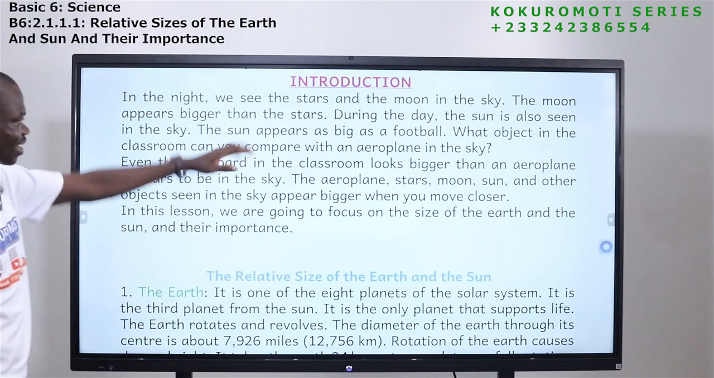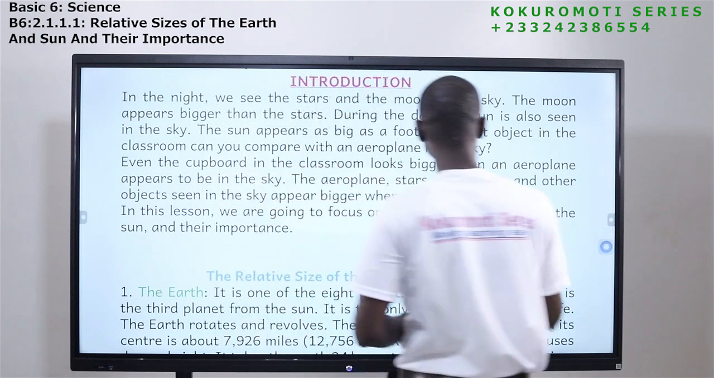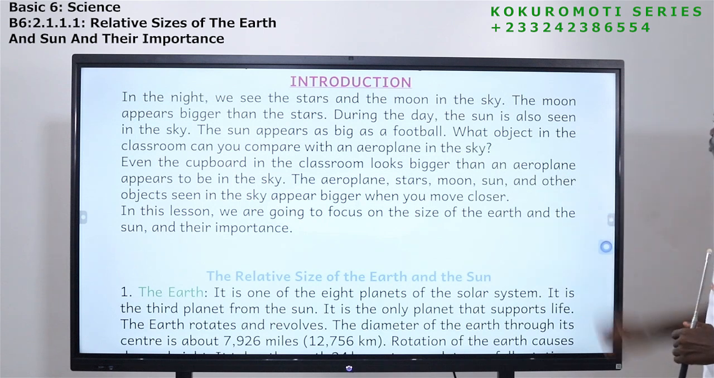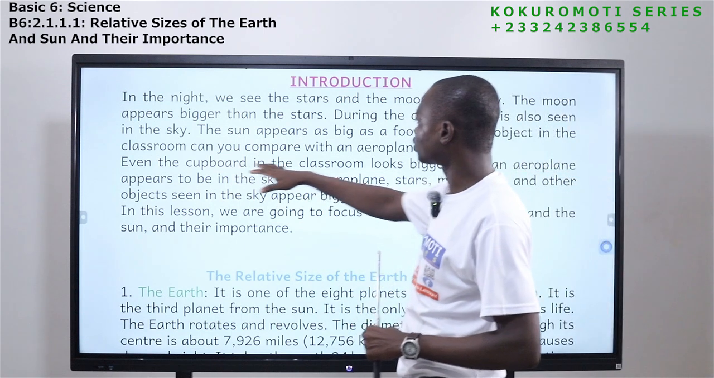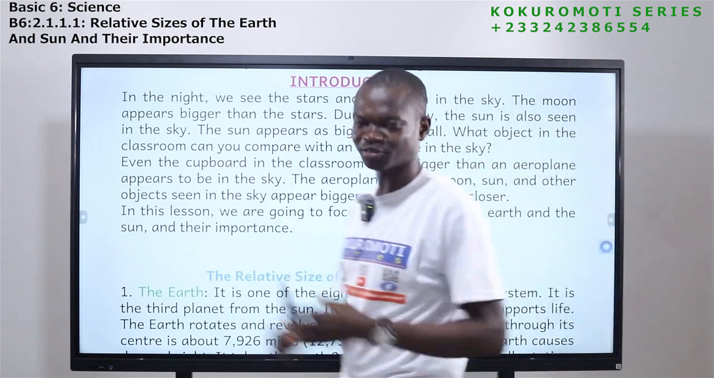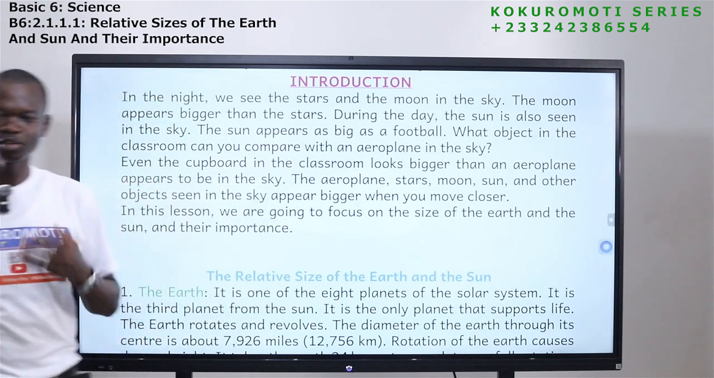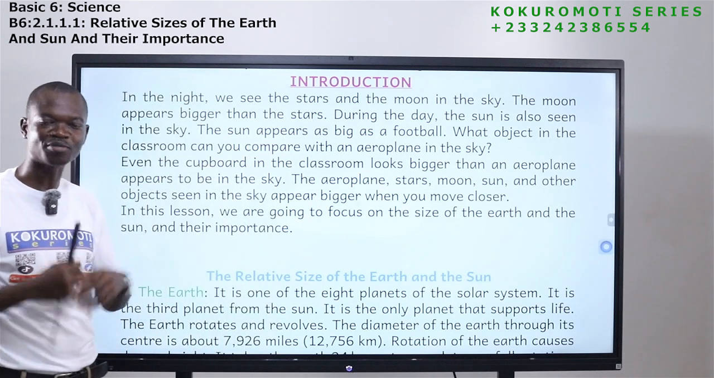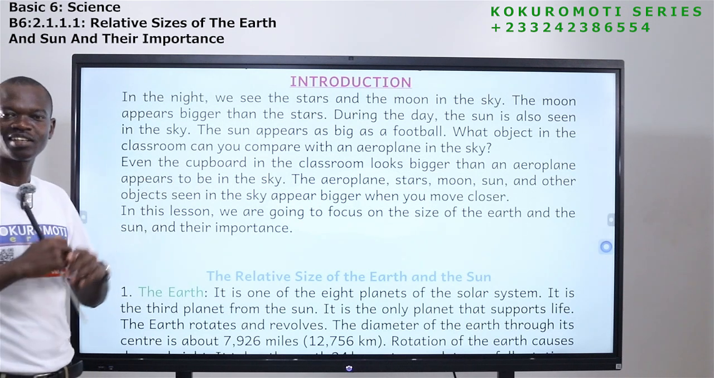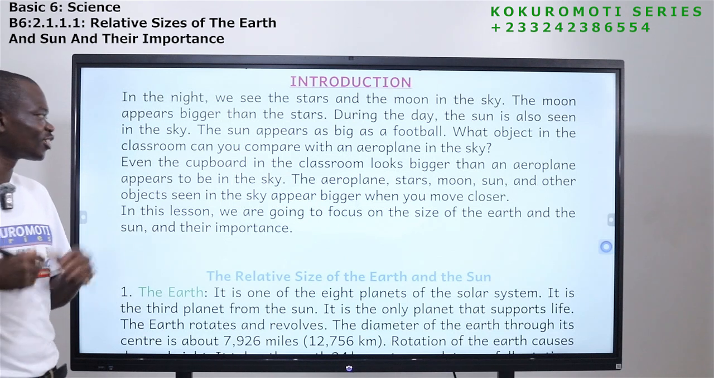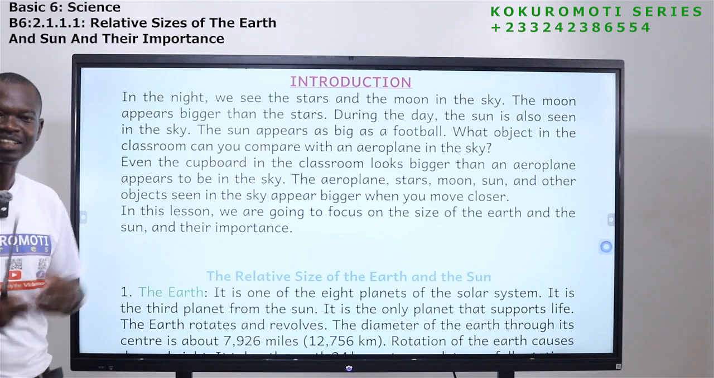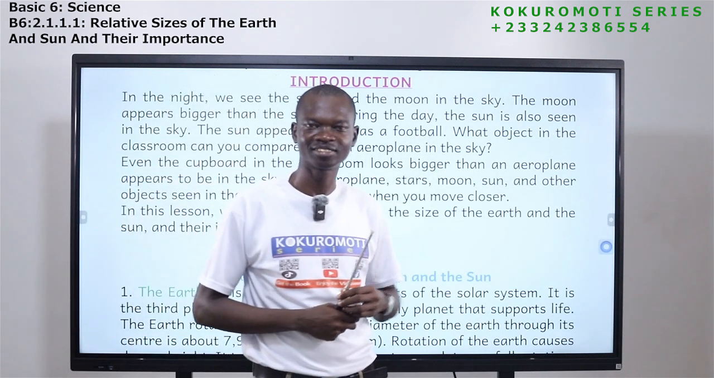In the night we see stars and the moon. The moon appears bigger than the stars. During the day, the sun is also seen in the sky. The sun appears as big as a football. What object in the classroom can you compare with an aeroplane in the sky? In your classroom, we have a lot of objects. When an aeroplane is moving in the sky, just compare the size of the aeroplane to any object in the classroom. You see that even the cupboard that we have appears bigger than how the aeroplane appears in the sky.